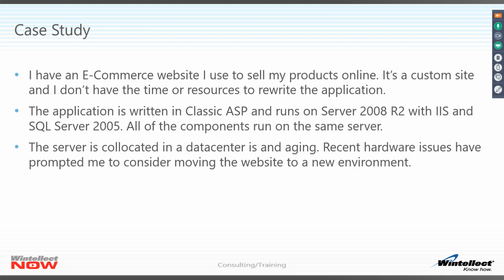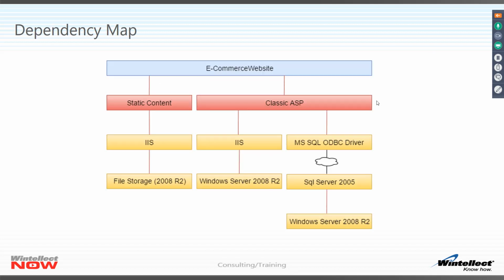So that's my constraints. That's my case study, and this is what I'm going to be working from in this presentation today. So what would my dependency map look like? So based on that information I just gave you, it might look like something like this. I have an e-commerce website. And it's basic. It's running classic ASP as the framework. That's my application framework, and I have static content.